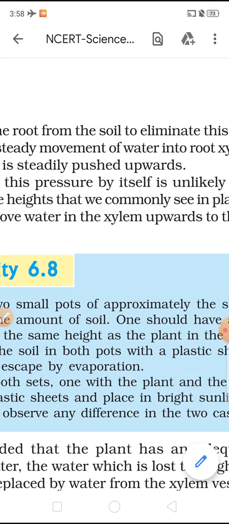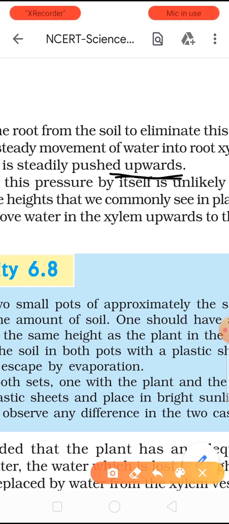There is a continuous movement from the roots. The water continuously moves upward. From the root it will move to the stem, from the stem to the branches, then to the leaves. So there is a continuous movement and this movement is upward. This we know.